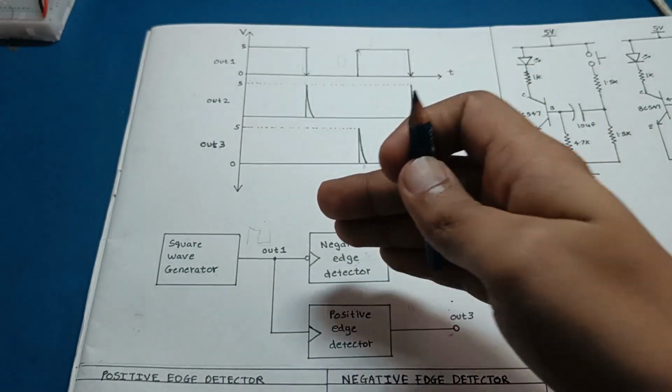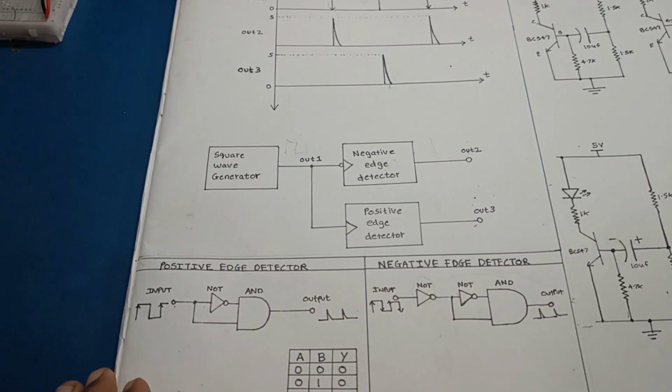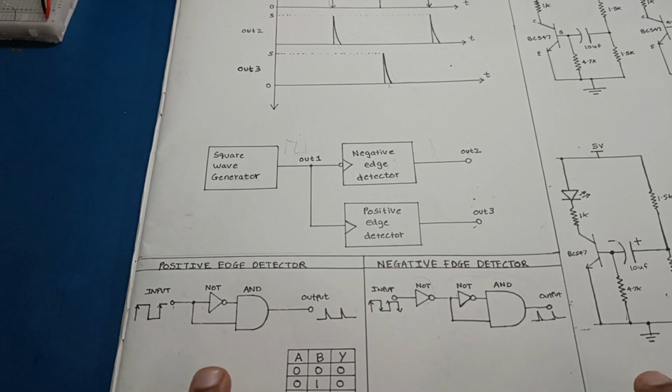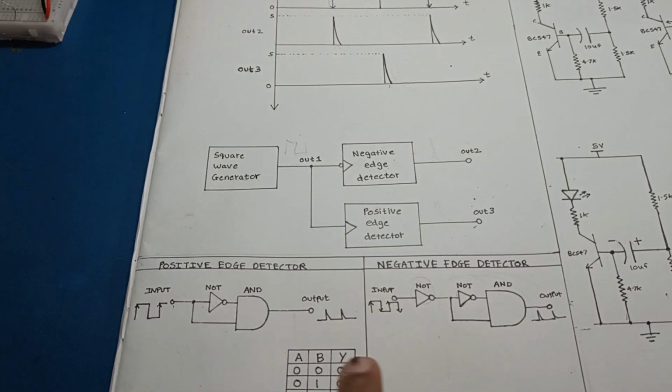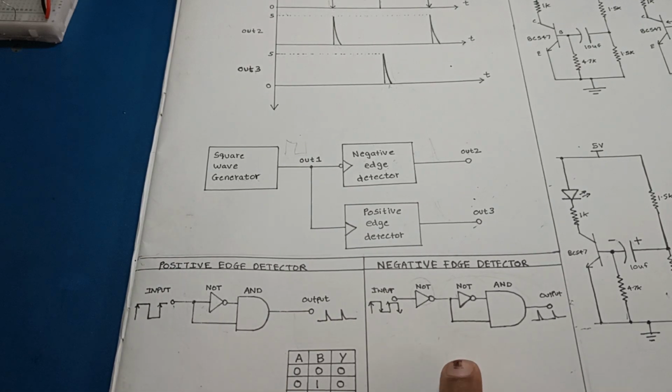So now let's see how to make these edge detectors using gates. So this is the circuit diagram of a positive edge detector. This is for a negative edge detector.